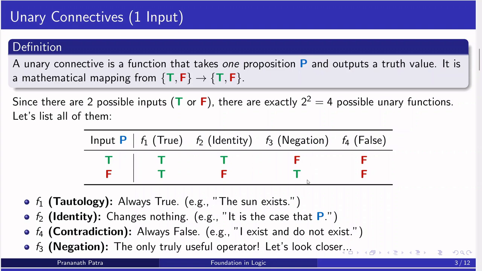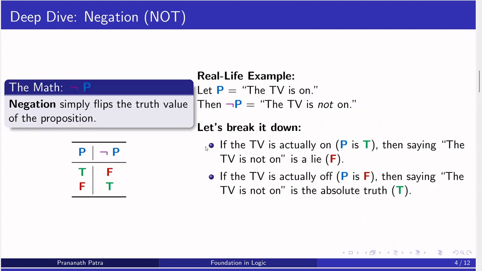And because it's so important, let's zoom in on it. Negation, written as this symbol, not P, is beautifully simple. It just flips the truth value. If P is true, not P is false. If P is false, not P is true.